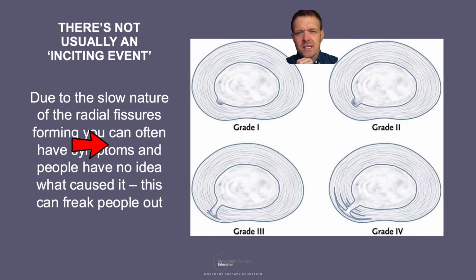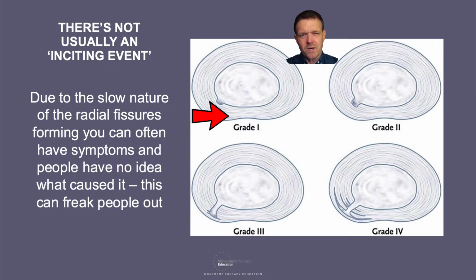So the information that you can give to people is that this is usually a slow progress. Because quite often you'll have someone who has discogenic type symptoms and radicular type symptoms, and they go, oh, all I did was bend over to pick a piece of paper up off the floor. And then they're worried that their back is so fragile because all I did was do that, and then my back's gone. So the thing is with these, they're usually something that has been happening over a long period of time.